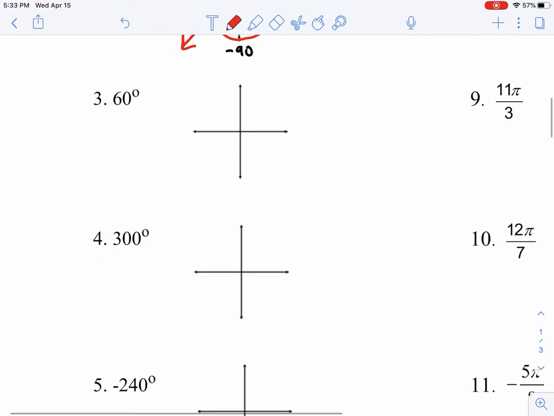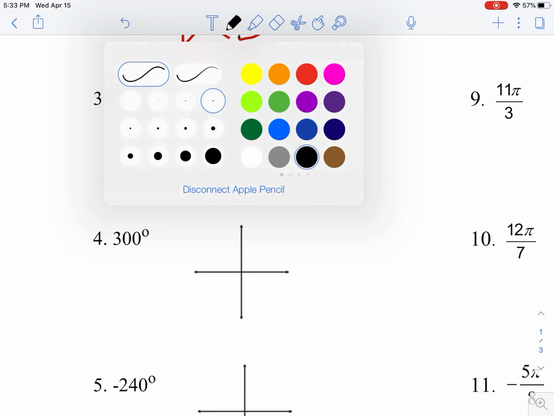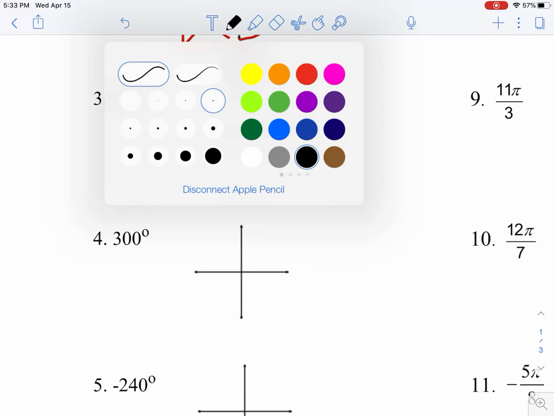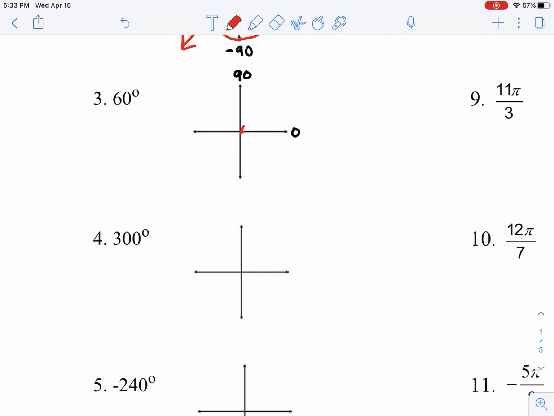So let's go again. Where's 60? 0, 90. It's going to land somewhere in here. I don't need to keep labeling. It lands about here, a little closer to the 90. And then I would draw that angle like that.